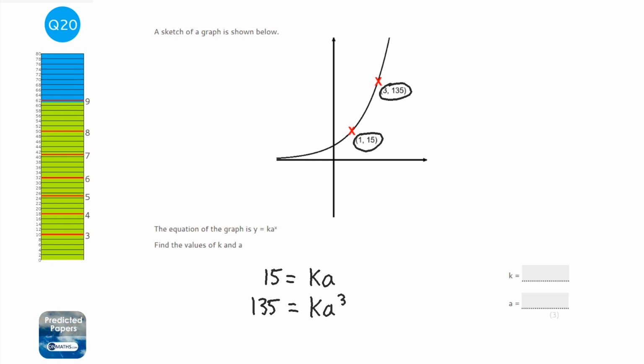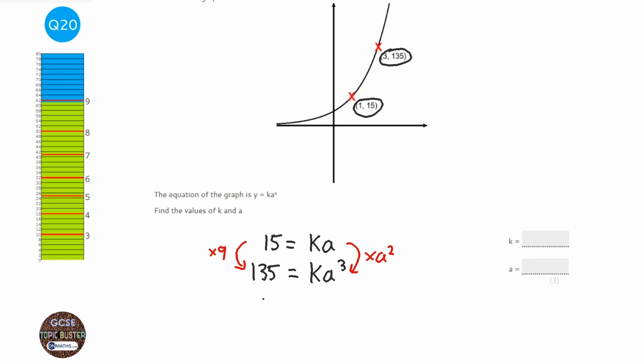Now I'm going to think about what I do to the right hand side here to get from ka to ka cubed. Well, I'm going to times it by a squared. So I think, well, what do I do to this side? So I get my calculator and I do 135 divided by 15, which is 9. So I'm going to times it by 9. Therefore, a squared must be equal to 9, because we're timesing the left hand side by 9 and we're timesing the right hand side by a squared. So we then square root that.